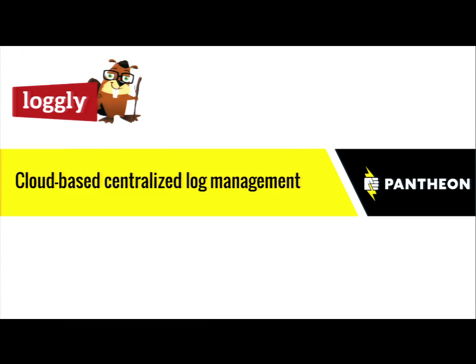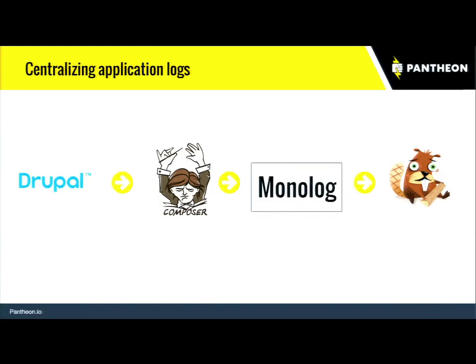Next, we're going to take a look at Logly. Logly is a place where we can centralize. Point number two: centralize our logs. It's also another place that we can aggregate our logs, analyze our logs, and then start to configure alerts. And this is what the trail is going to look like from within Drupal.